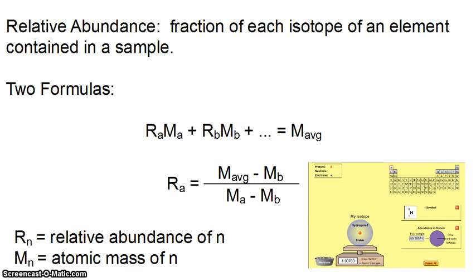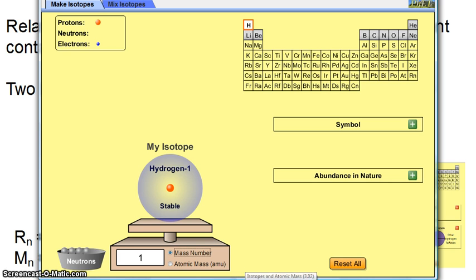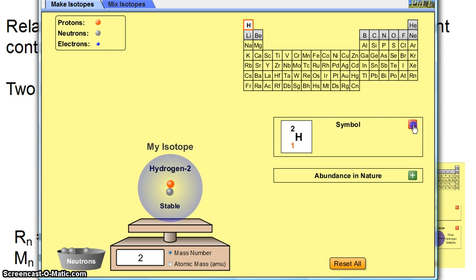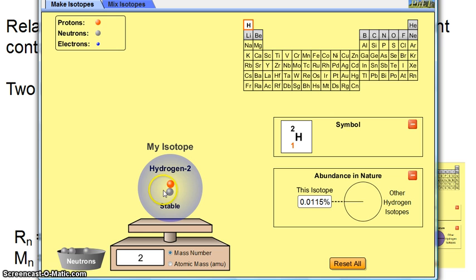I want to take a look at a simulation where we look at different isotopes. Here's an isotope of hydrogen, hydrogen-1. It has just one proton and it is stable. If I add a neutron, it becomes hydrogen-2. If I take the neutron away and go back to hydrogen-1, you can see that this isotope of hydrogen makes up almost 100% of all the hydrogen in nature, whereas hydrogen-2 is a significantly smaller portion.